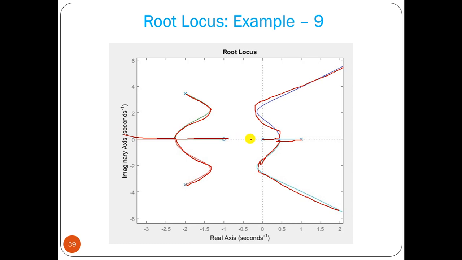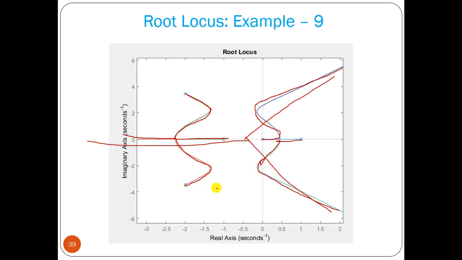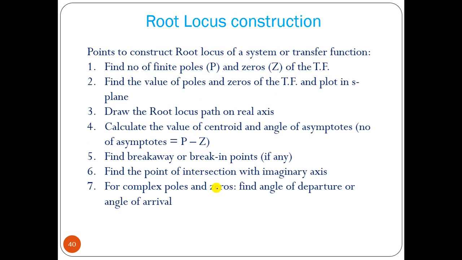And we can see we will have an asymptotic point, the centroid, and three asymptotes should be there, that we can observe. So this is the root locus plot of this problem. I solved nine problems of different types, and now you can practice some other problems.